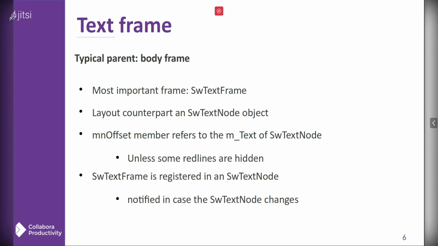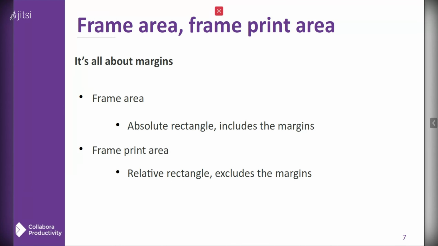Now, what is inside those text frames? It is a rectangle, we saw the picture. The two important members there are the frame area and the frame print area. The frame area basically defines where the frame is and what its size is, and this includes the margins. It is an absolute rectangle, so it has an absolute position. You don't need to look at the parent to see where to paint that. Inside that, there is the frame print area, and that excludes the margins, and this is relative.